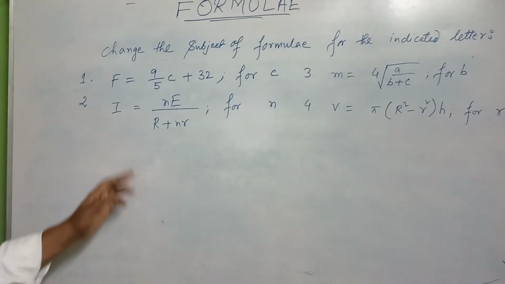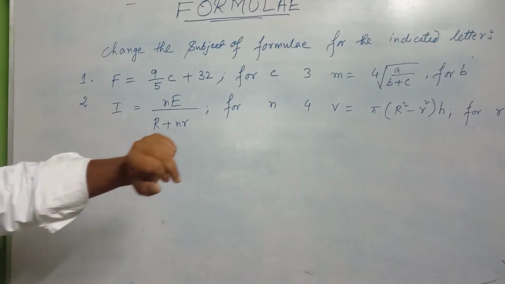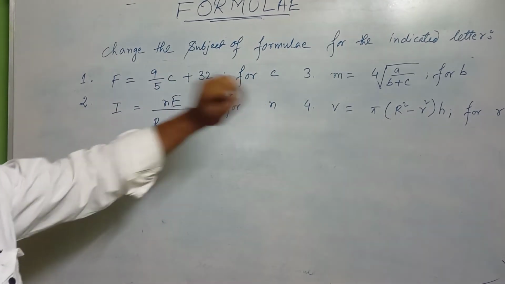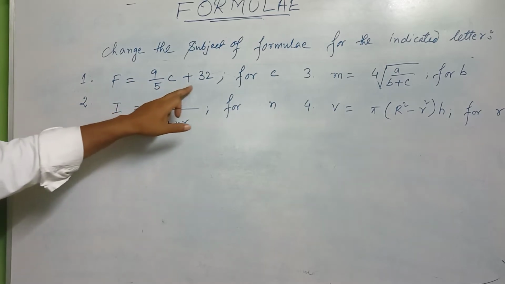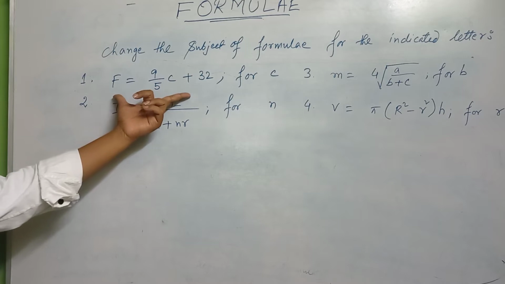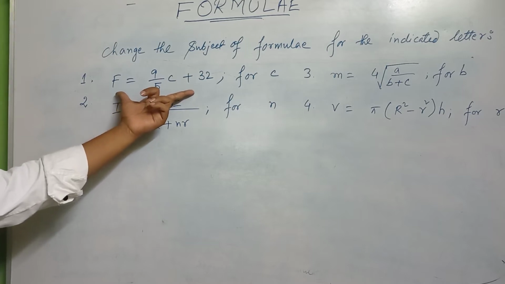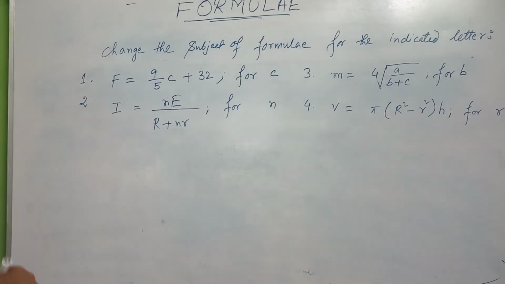Now we will do this type of sums. Here you need to find out the indicated letter. For question number 1, f equal to 9 by 5 c plus 32. From this equation, or you may say from this formula, you have to find out c. So solution 1.